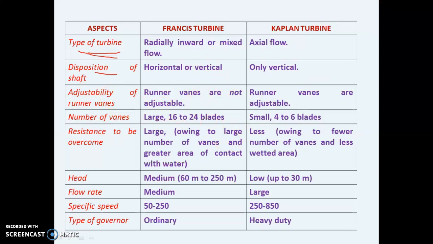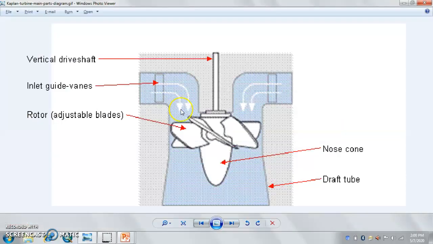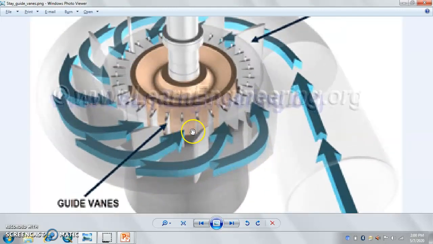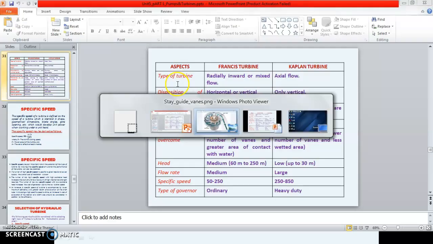Now third aspect, adjustability of runner vanes. In the case of Francis turbine, the runner vanes are not adjustable, whereas in the Kaplan turbine the runner vanes are adjustable. In Kaplan turbine these runner blades are adjustable blades. But in the case of the Francis turbine, the runner blades which are mounted are not adjustable, they are fixed and they cannot move.